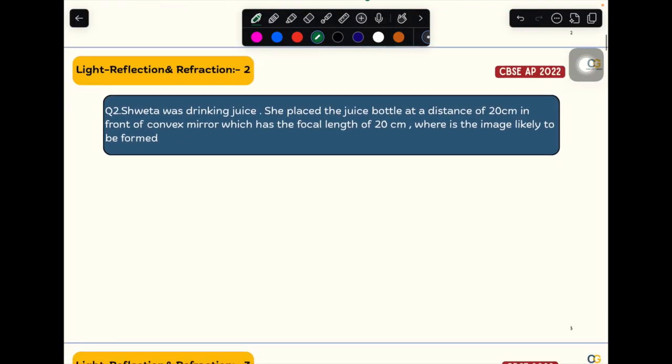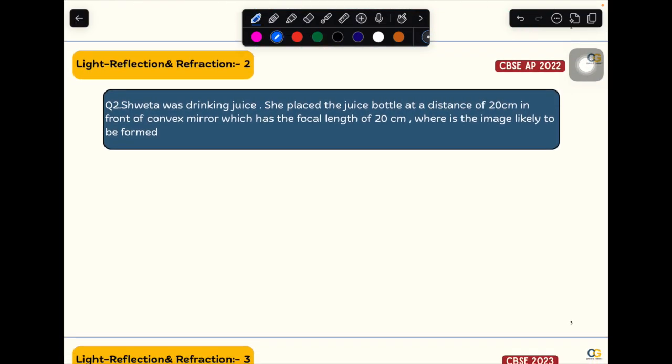Moving on to the next question. So what are all the information we have? We know that it's a convex mirror. We know that the focal length is equal to 20 centimeters. I'm taking positive focal length because again, always draw a number line. Put a mirror. Now this is a convex mirror. So the focal length will be on this side, or anything on this side is positive. So focal length is 20.